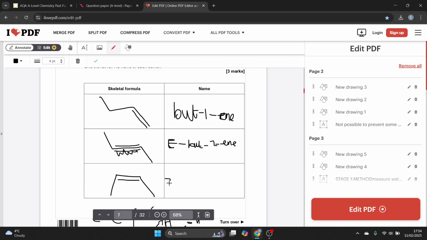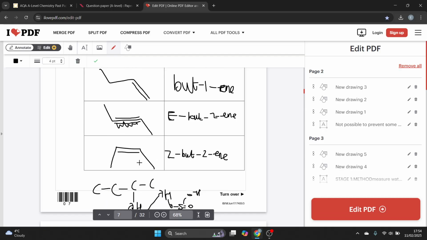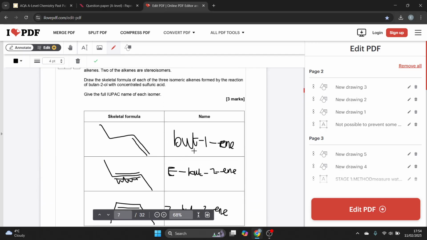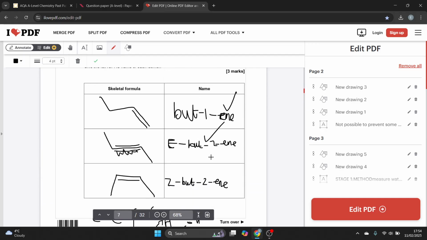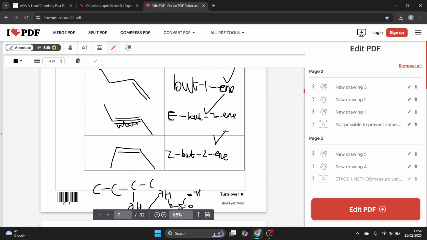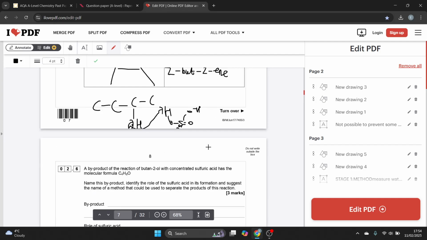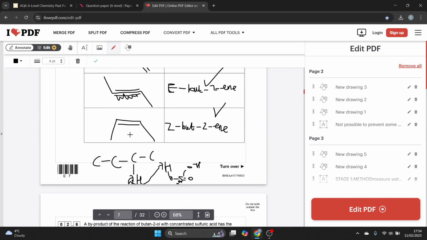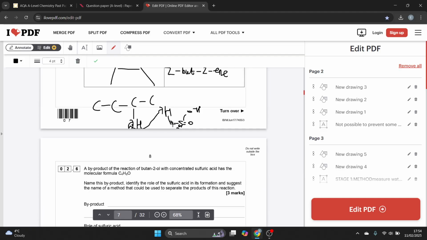So that's Z-but-2-ene. So but-1-ene, E-but-2-ene, Z-but-2-ene. And obviously you can't have but-3-ene because then it's just completely symmetrical anyway.